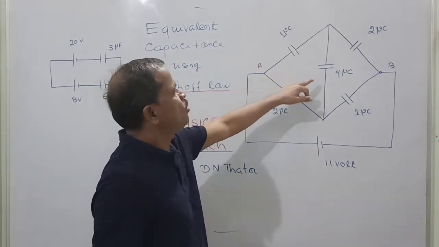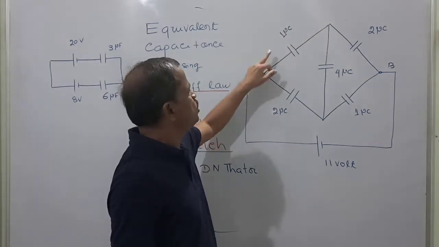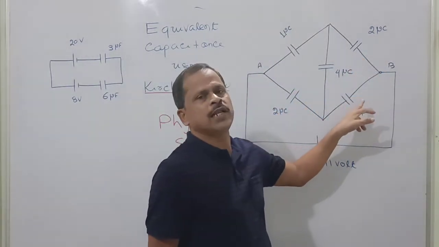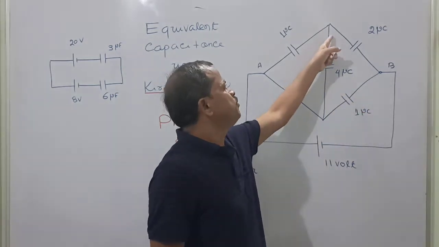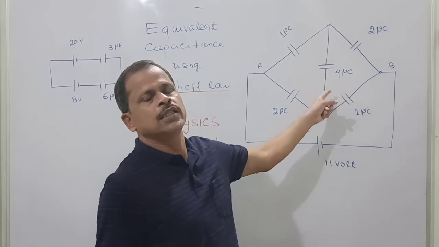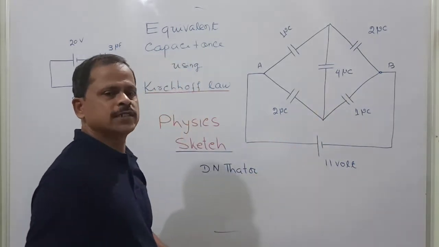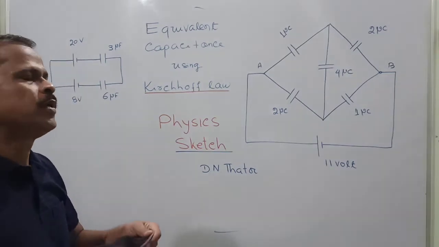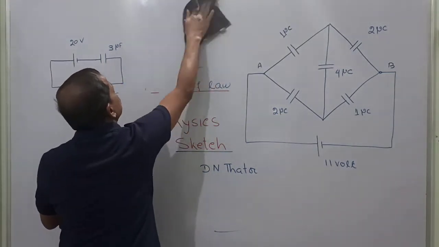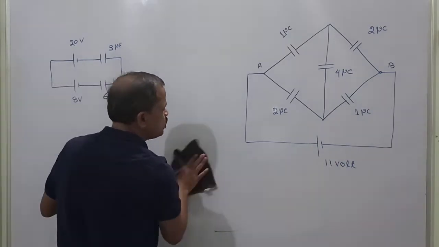Here it is an unbalanced Wheatstone bridge because this ratio of capacitors is 1 by 2, but that side the ratio is 2 by 1. So this is unbalanced, and this bridge capacitor is not meaningless here, it is meaningful here. Then we have to solve the problem. So there are some sign conventions. First I will explain, then we will go to the solution part. Please listen carefully. That is the equivalent capacitance of a circuit using Kirchhoff's law.